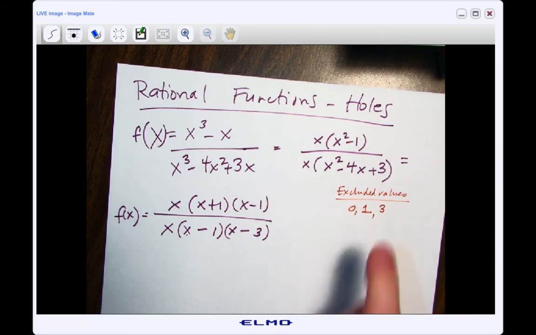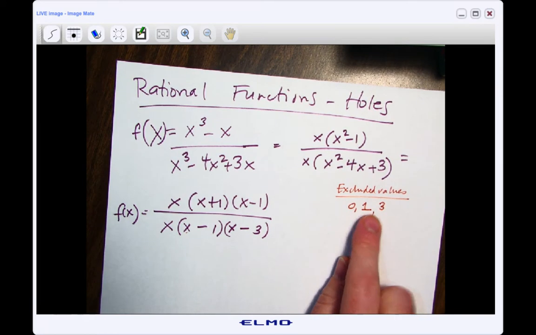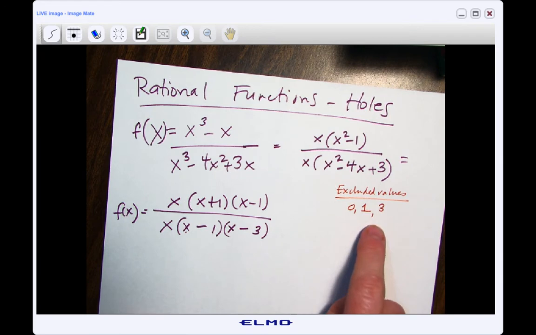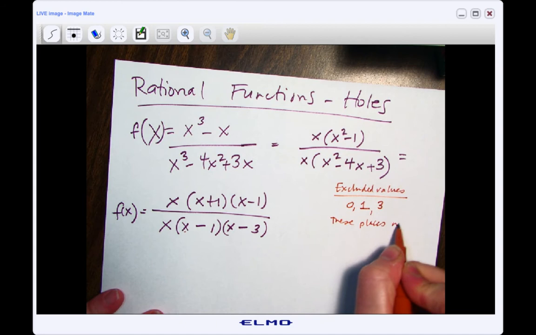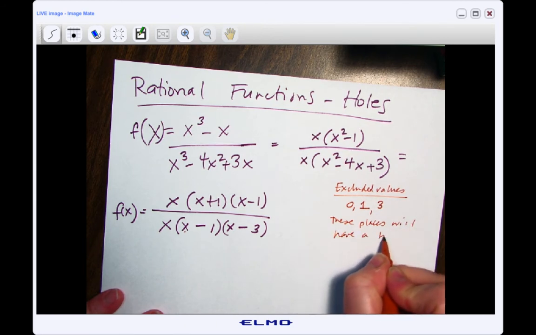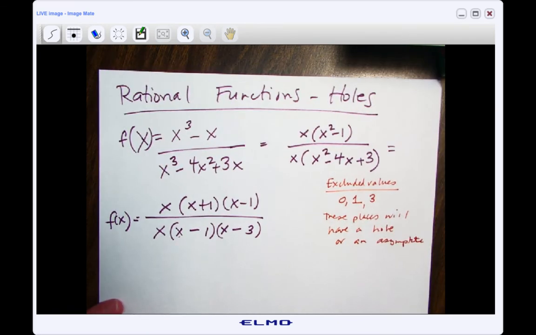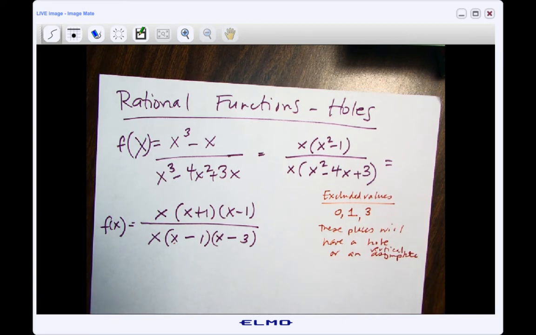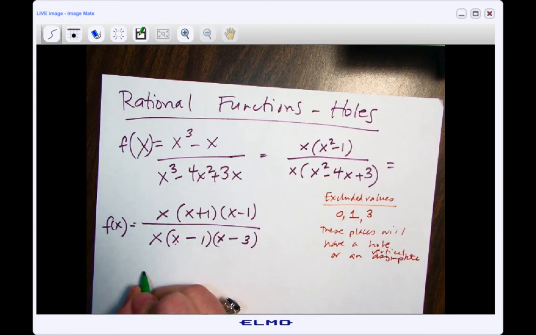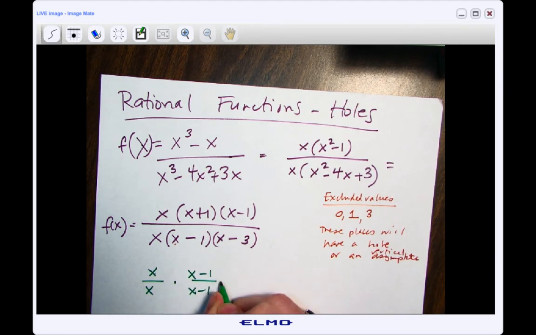Now those values, if you remember from previous videos, they're either going to create vertical asymptotes. We said that's one way to get vertical asymptotes, or they're going to create a hole, okay? So these places will have a hole or a vertical asymptote. All right, so let's take a look at which ones these are. Now, again, you probably don't have to rewrite these, but I'm going to rewrite it like this, just because it's easier to see.